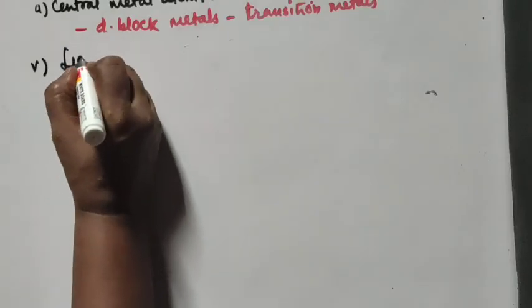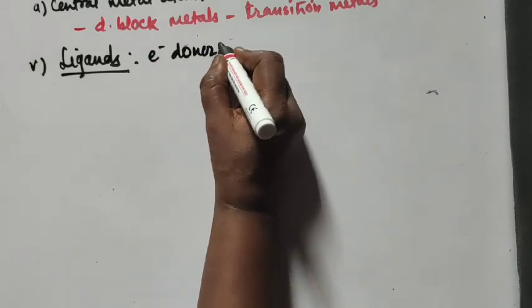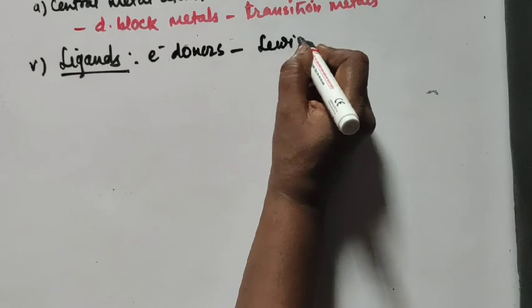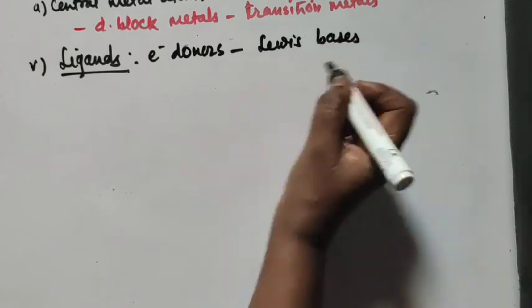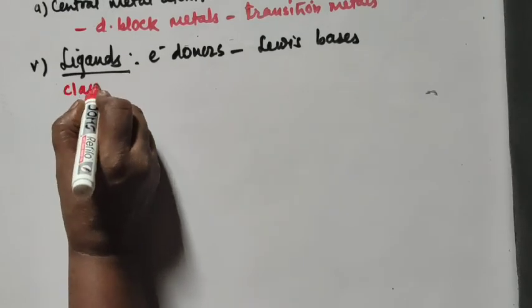I'll erase this. So this is your fifth term, ligands, or ligands, any pronunciation. Ligands are the electron donors. You know that, electron donors, and these act as Lewis bases, or these are Lewis bases actually. So depending upon, just now I told you, the number of atoms present which can donate the electron pair, the ligands are classified into different types.